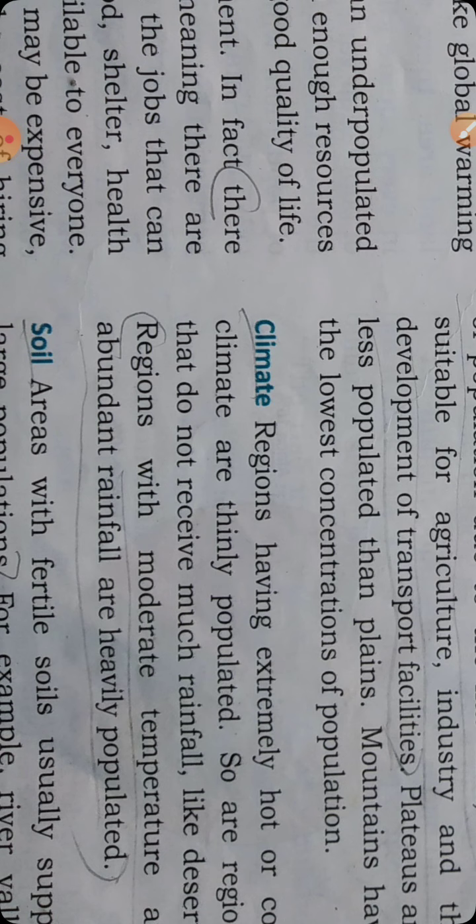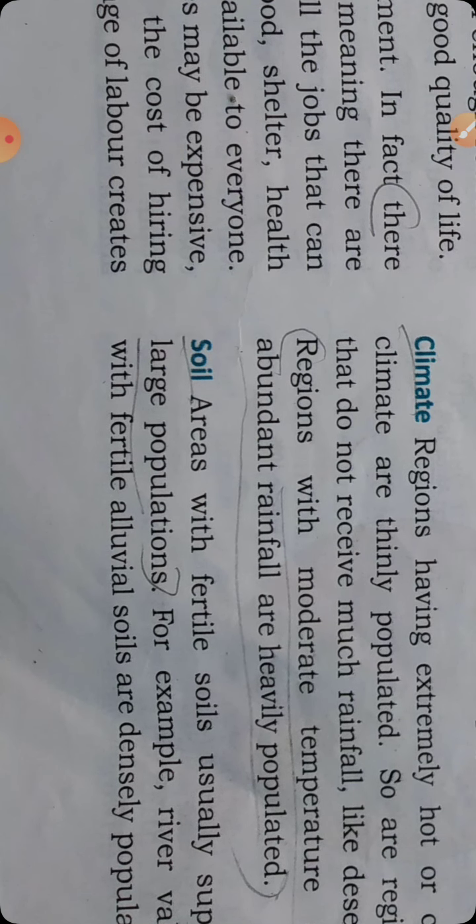Climate. Regions having an extremely hot or cold climate are thinly populated. So are the regions that do not receive much rainfall, like deserts. Regions with moderate temperature and abundant rainfall are heavily populated. Soil. Areas with fertile soil usually support a large population. For example, river valleys with fertile alluvial soil are densely populated.